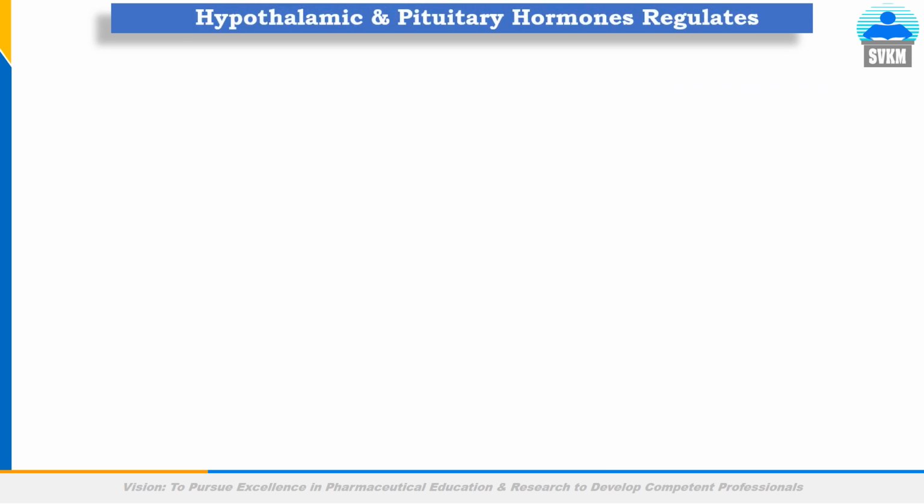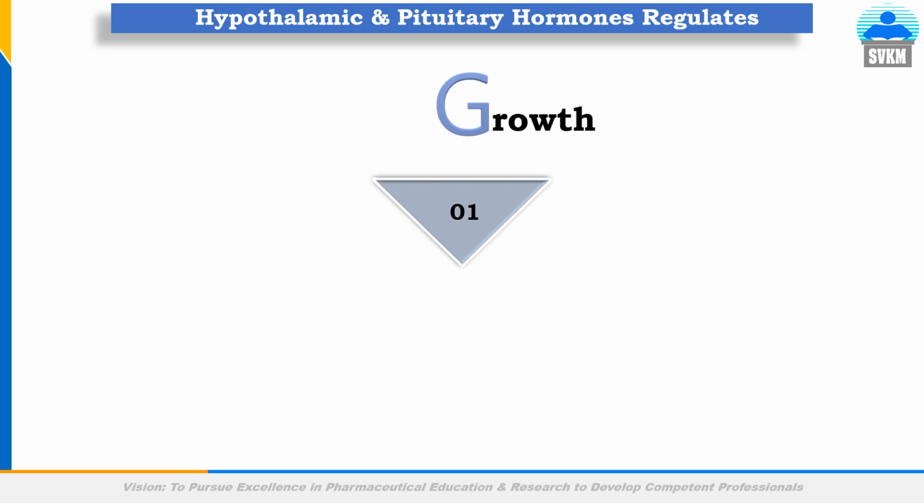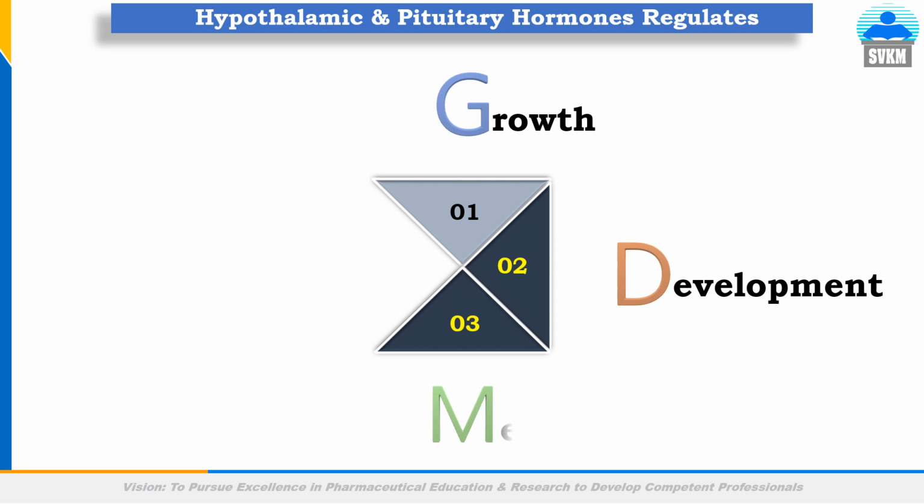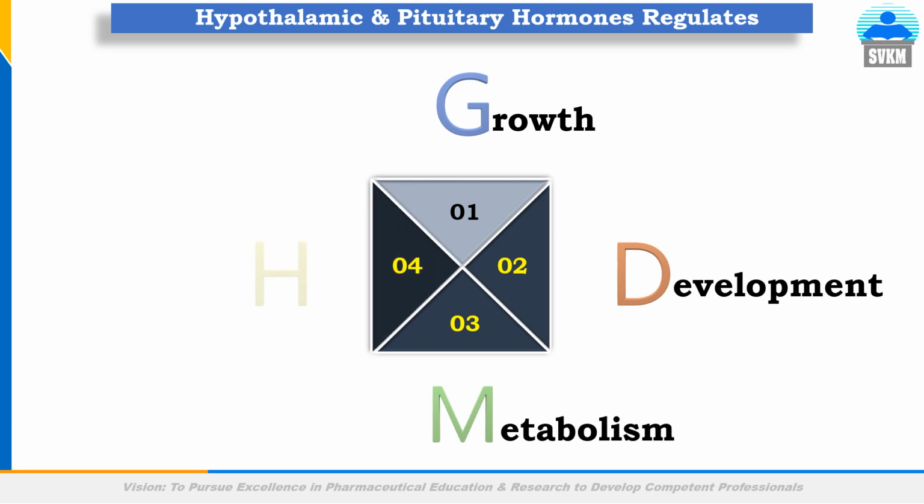The hypothalamic and pituitary hormones regulate first growth, second development, third metabolic activities, and last the homeostasis of the body. So both hypothalamic and pituitary hormones regulate the overall growth of the body, the overall development of the body, the overall metabolic activities occurring in the cell, and the homeostasis of the body.